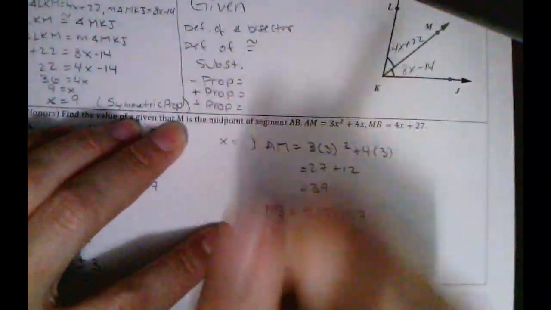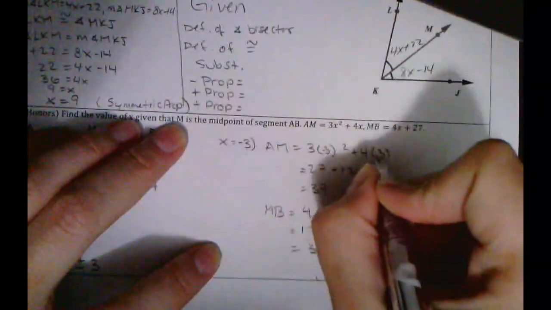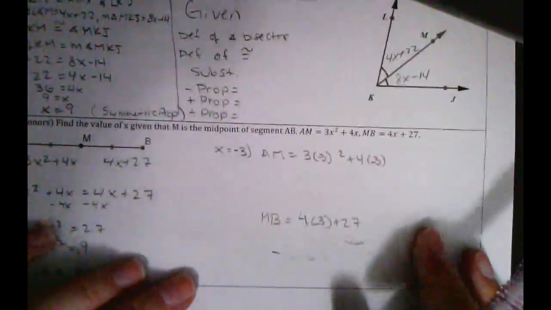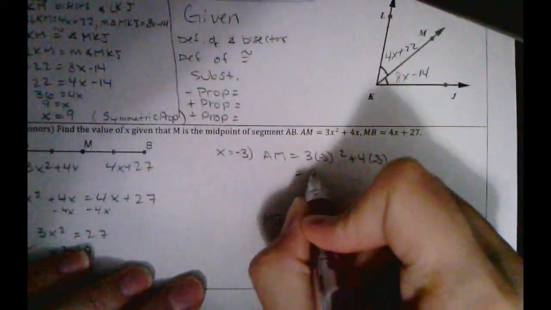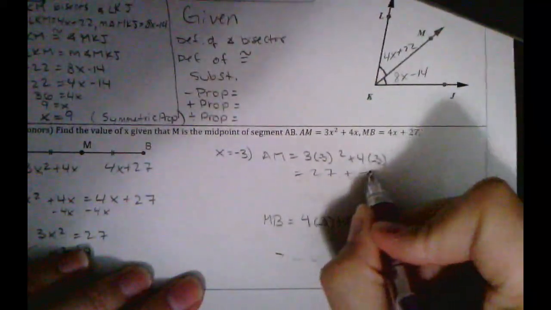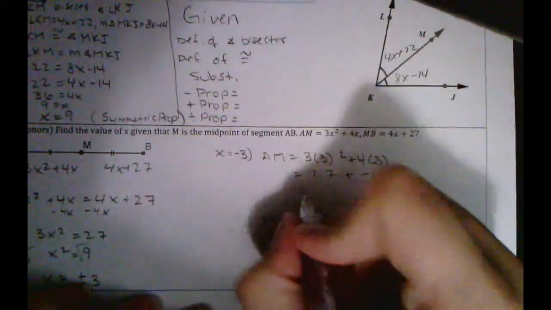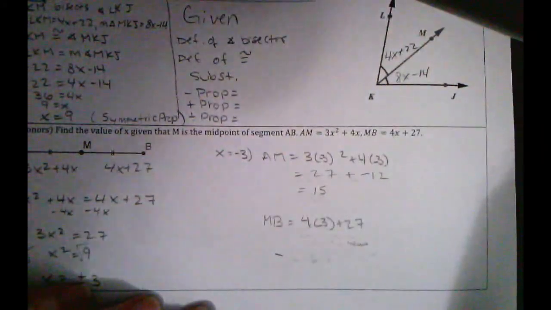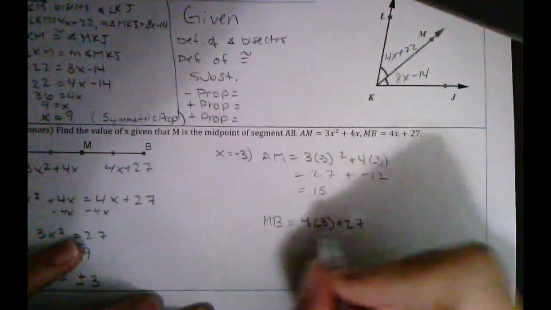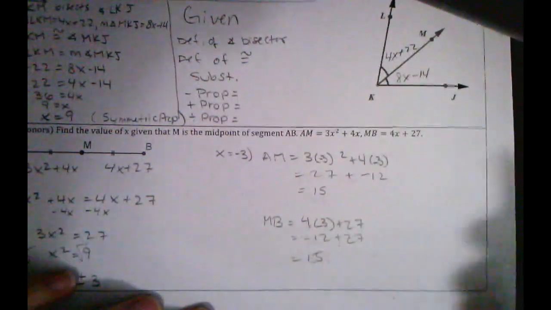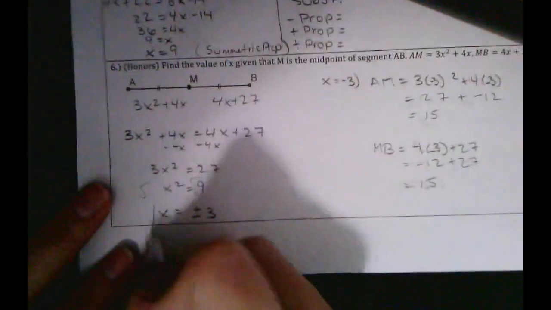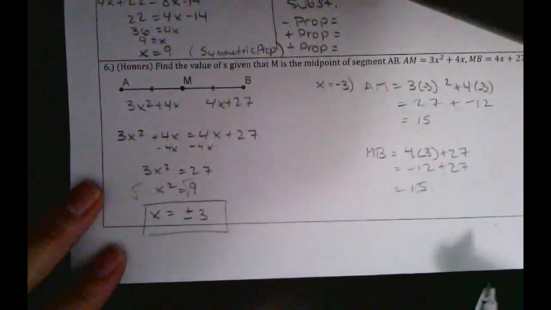So to save space, I'm just going to come back in here, make all these negative. All right, so if x is negative 3, this is still positive 9 times 3 is 27, but this is going to be negative 12, which makes this segment 15. So that's still fine. Over here, 4 times negative 3 is negative 12, plus 27 is 15. So that's also still fine. So both of these are logical answers, so you just have two solutions for x. You have positive 3 and negative 3.